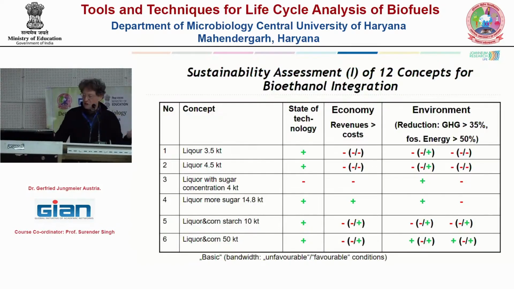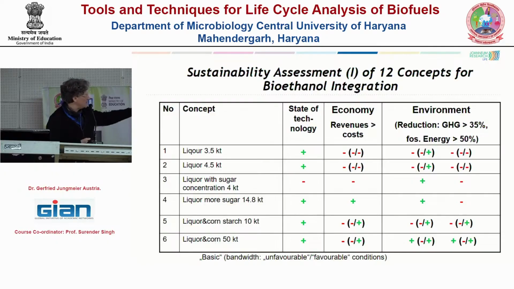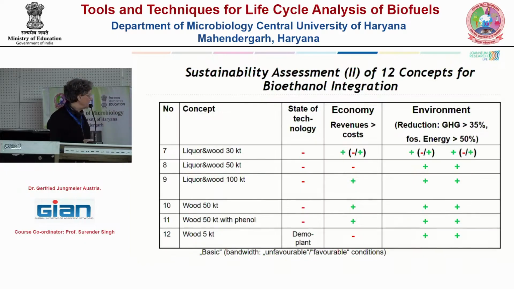And you see the state of technology is existing, but the economy has many red signs, so to say. And for the environment, only in few cases, at least, we see there might be a certain gain. Our goal was that the greenhouse gases must be reduced by a minimum of 35%, and we want to reduce fossil energy by a minimum of 50%. This was a target we discussed with the stakeholders, and saying all the systems reaching that get a green one, and the others get a red one.